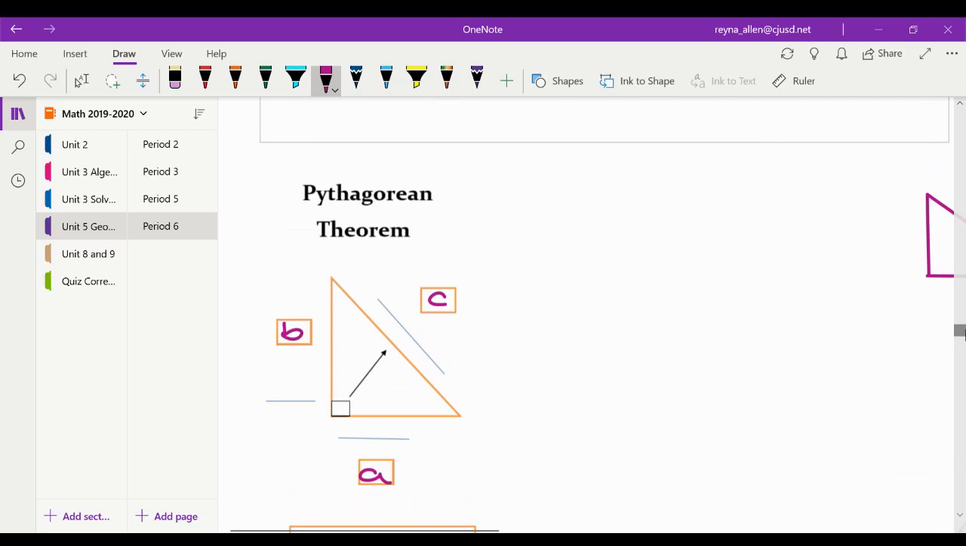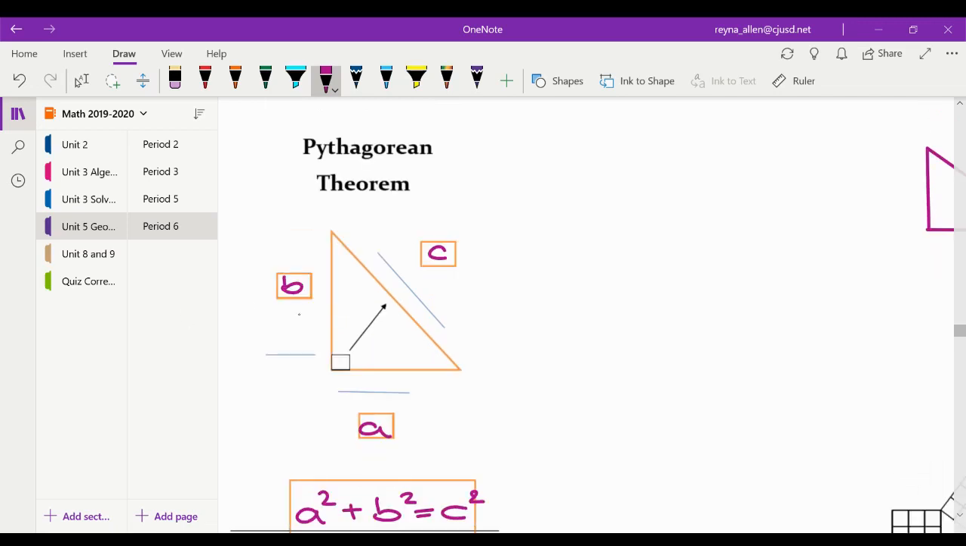So in a right triangle, you have two shorter sides. These are called your legs. And then you have the longest side. This longest side is called the hypotenuse. So it's your longest side. The way you could figure that one out is it's always the one across from your 90 degrees.